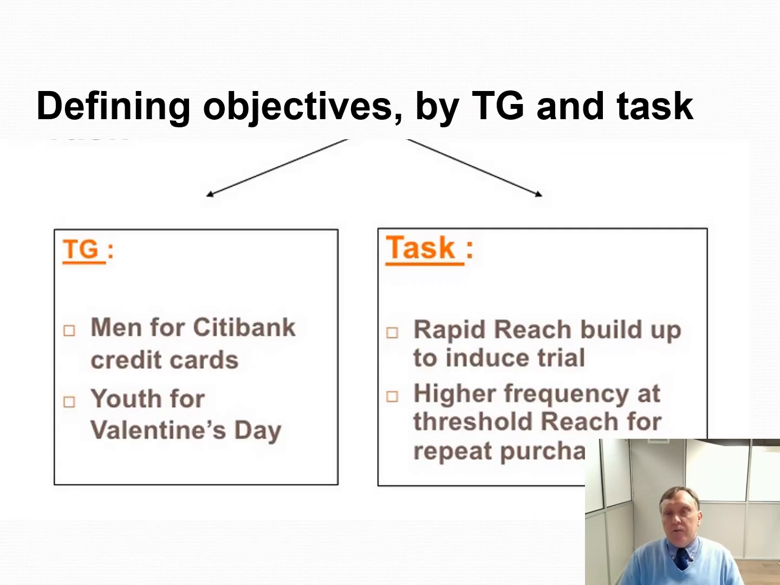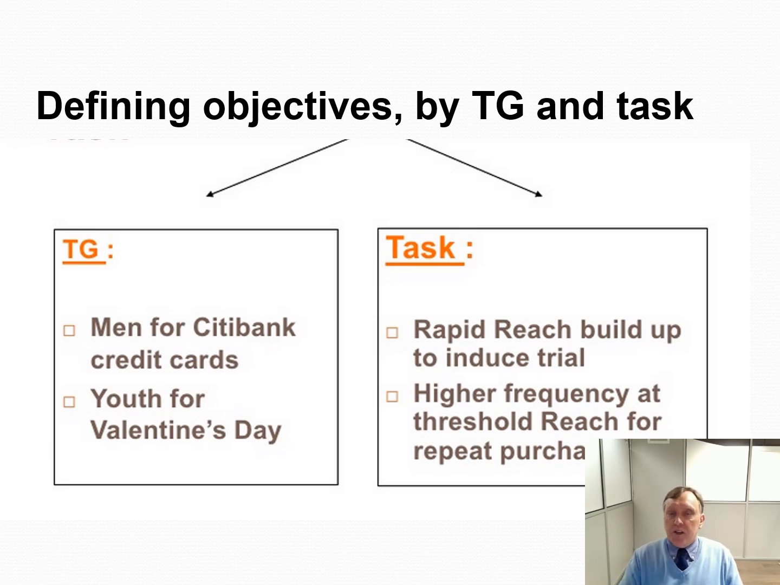So, for example, defining objectives by target group or by the task. Now, the target group, in this case, we're looking at where we're selling a credit card for Citibank. So the target group might be men for the card, or the youth for a Valentine's Day. So they're particular target groups that we could be after. The task that we're after may be a rapid reach build-up to induce a trial. So a large amount of people, to get people to come in for a trial. Or a higher frequency at the threshold reach for repeat purchase. So it's more often, to remind people to keep coming back.